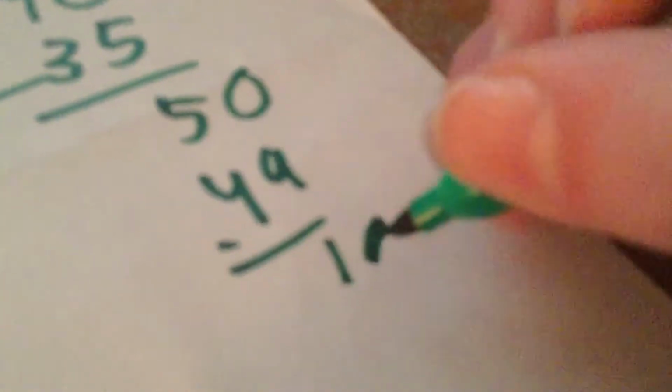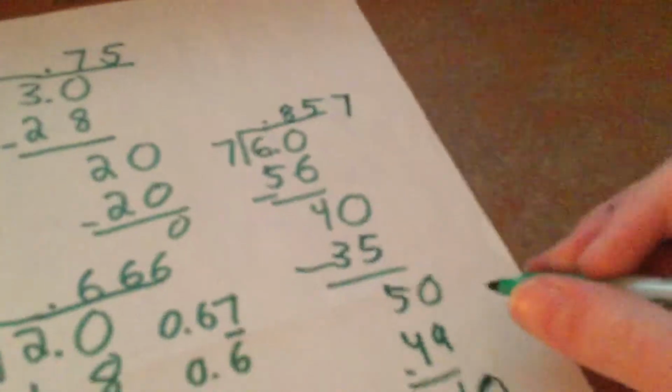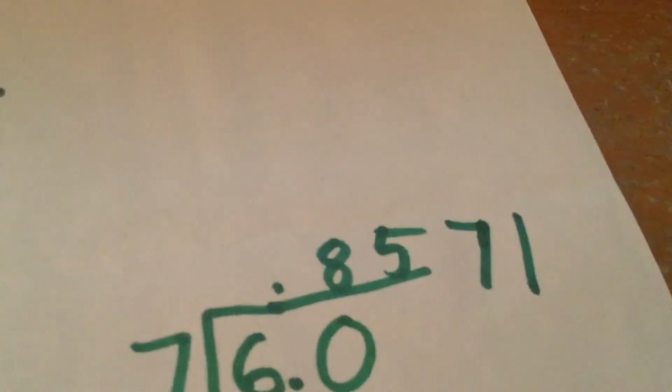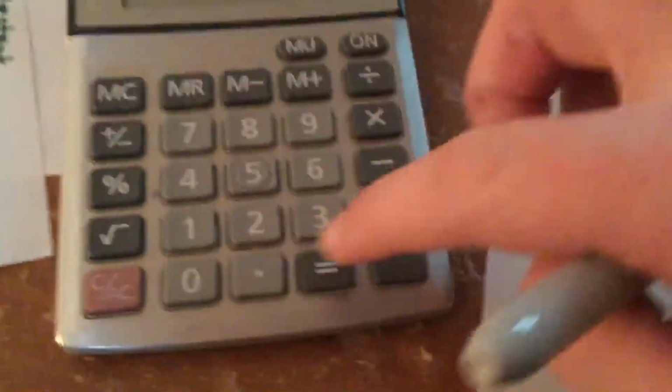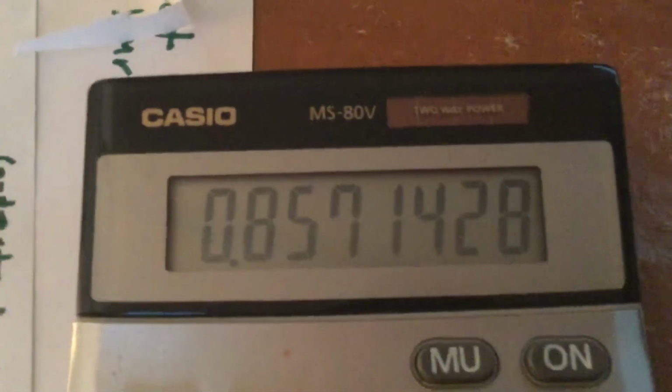7 goes into 10. Ugh, trying to hold the camera at the same time. 7 only goes into 10 one time. Now this is just going to keep going on and on and on. So we can round this, so 0.86. Let's see if this is what we get on our calculator. 0.8571, we got that so far, and if we kept going, it would eventually come out to that.